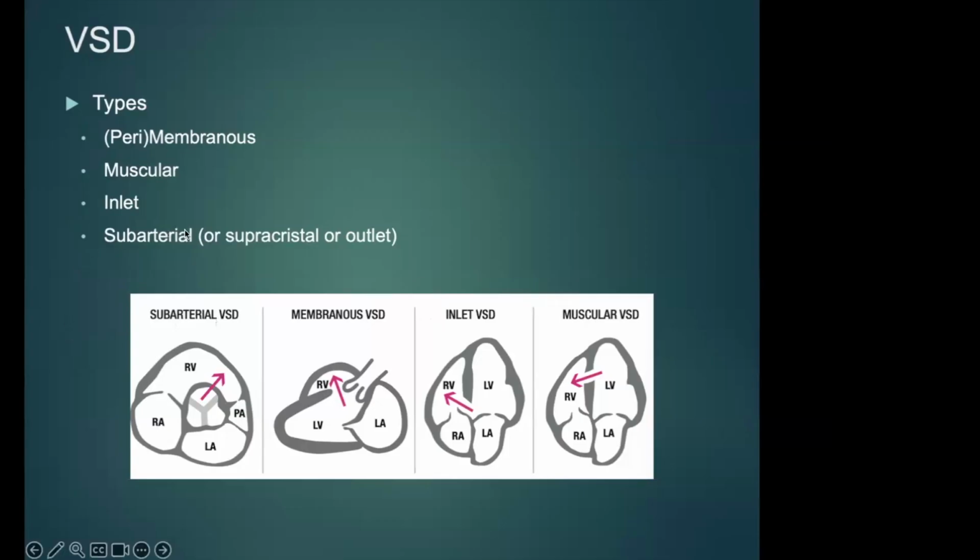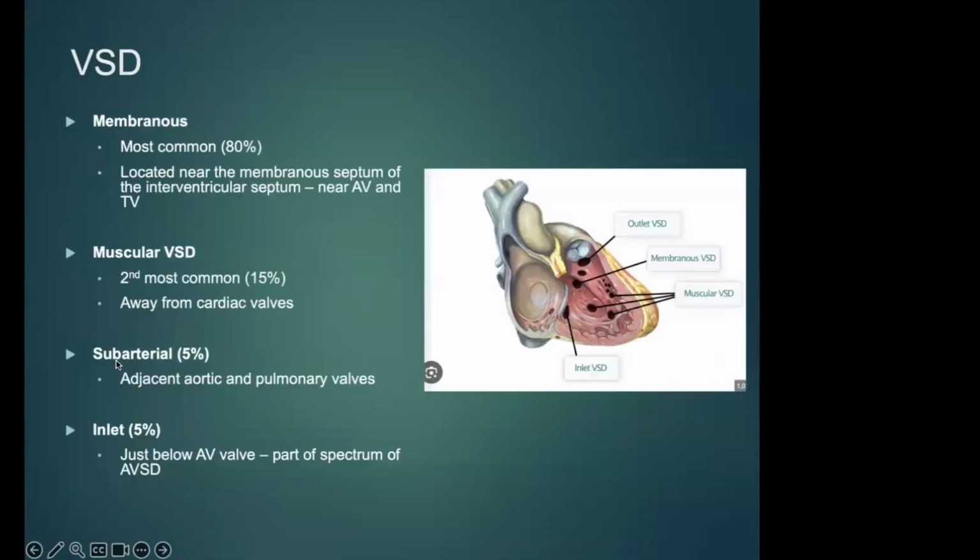But there's your subarterial, which is also sometimes called your outlet or your supracristal VSD. Membranous VSD is going to be your most common, and this is near the membranous septum of the interventricular septum, just down here between the AV valves. Muscular VSD is going to be your second most common.